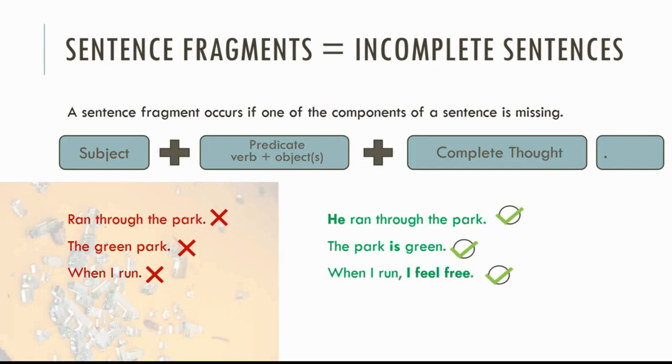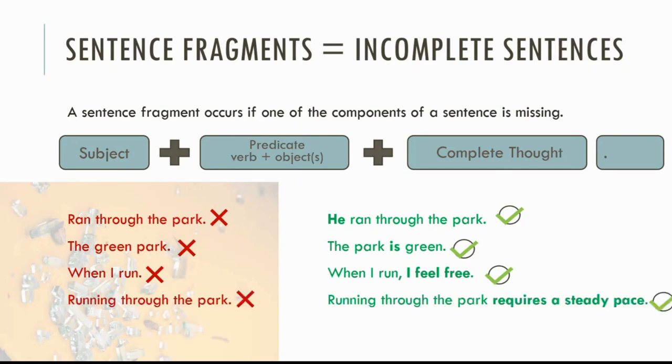When I run. That's just a dependent clause. It needs to connect to I feel free. Running through the park. Running through the park, what happened? Running through the park requires a steady pace. So in that case, running through the park actually became the subject of the sentence. There's our verb and there's our object.